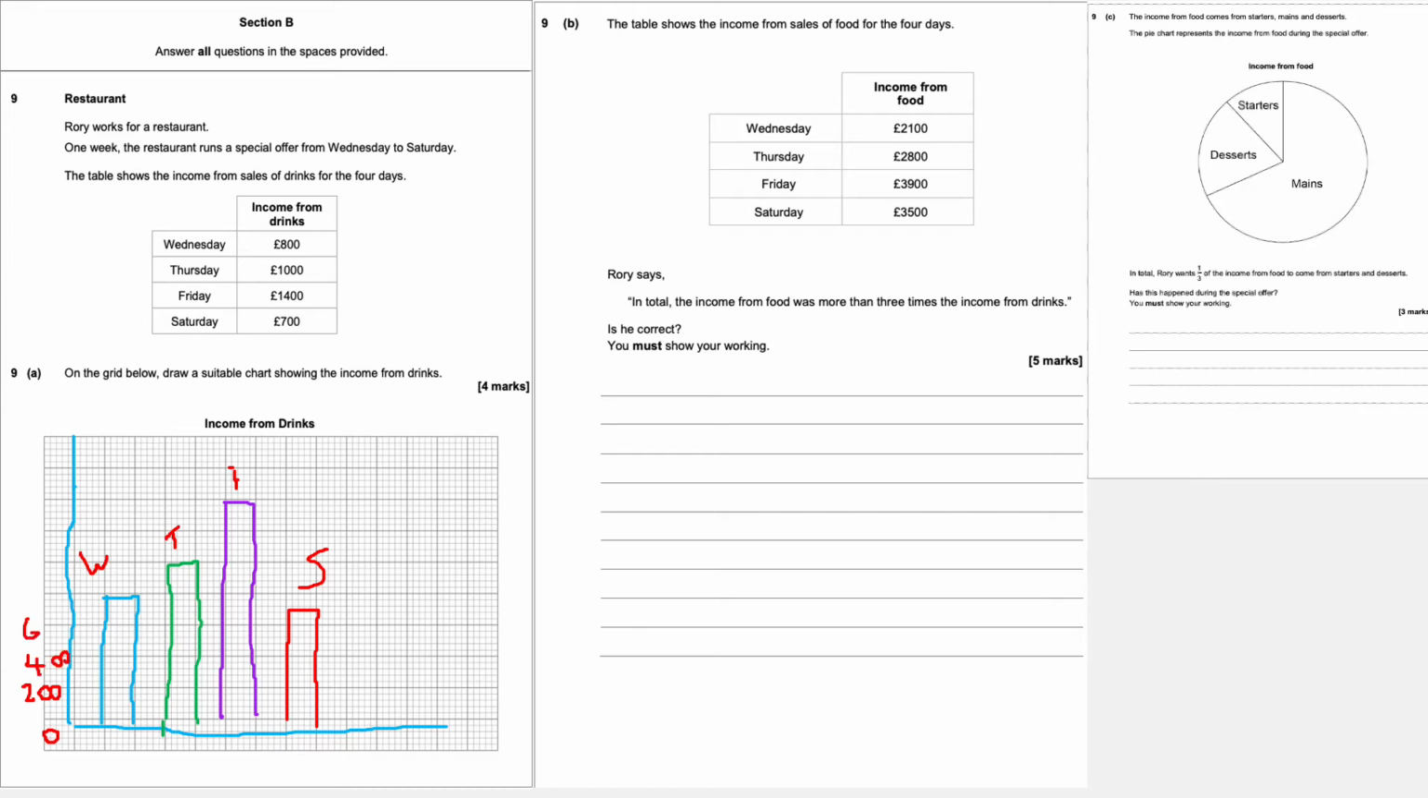Okay, 600, 800, 1,000, 1,200 and 1,400. Make sure that you label your X and Y axes. The Y axis is going to be income from drinks, IFD for short, and the X axis is going to be the days of the week.